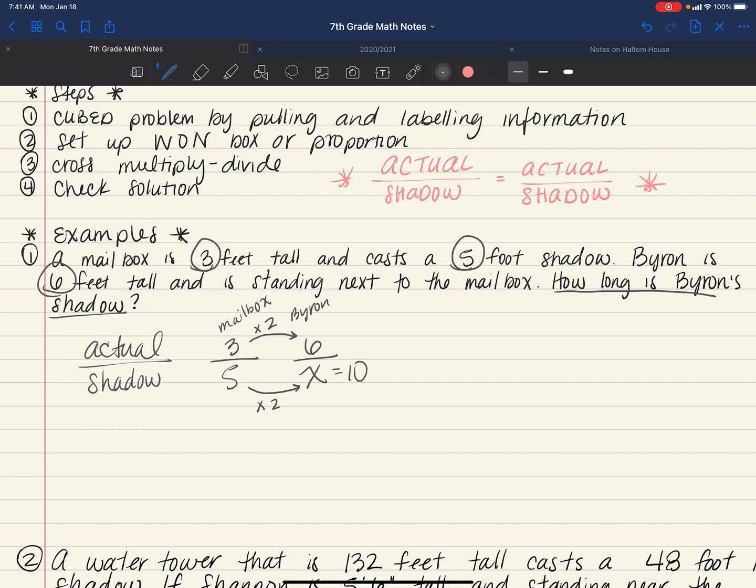How I would check this is we would still use cross products, meaning if I multiplied across, they should be equal to each other.